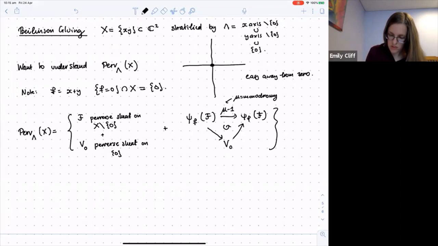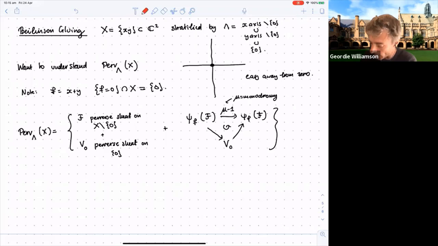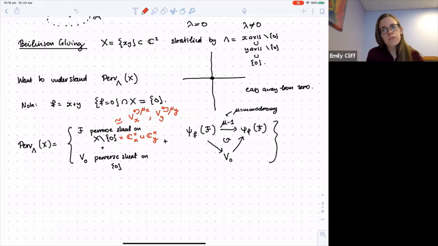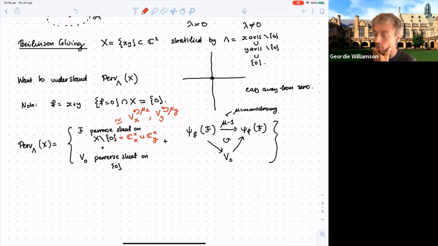Now, let's unpack this a little bit. So X without zero is just the invertible elements along the x-axis plus the invertible elements along the y-axis. So this is just the same thing as a vector space together with monodromy and another vector space together with monodromy. Okay, so implicitly I'm saying that this perverse sheaf is determined by its nearby cycles. So imagine just a perverse sheaf on a disk on C star, then the nearby cycles at zero is simply a nearby stalk together with its monodromy. So I can rebuild the perverse sheaf just by knowing its nearby cycles.